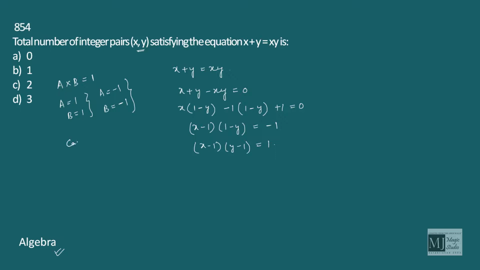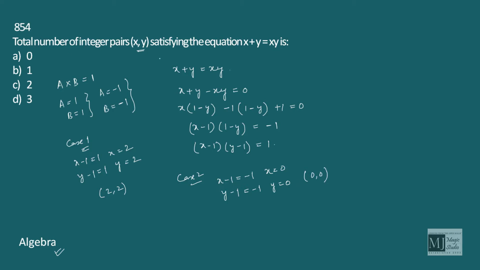So in case 1, if I equate these two with 1, I'll get x minus 1 is 1, that is x is 2, and if y minus 1 is 1, then y is 2. That means 2 comma 2, one pair of integral solution we have got till now. Now case 2, if I take x minus 1 equals to minus 1, then x is 0, and if y minus 1 is equal to minus 1, then y is 0. Another integral pair which we can have is 0, 0.